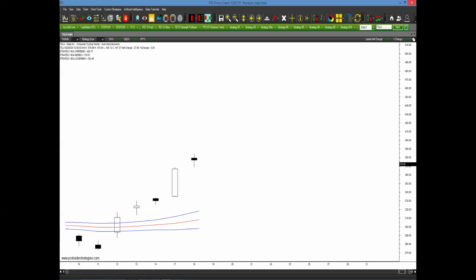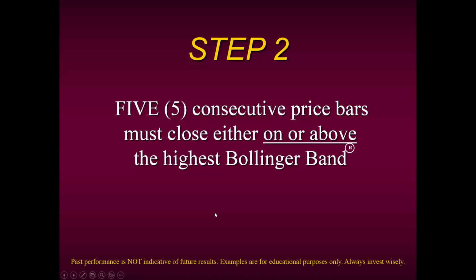It's already pre-formatted to make it simple, all right? Okay, so now we have it plotted. Here is the proprietary Bollinger Band setting. This leads us now to step 2.